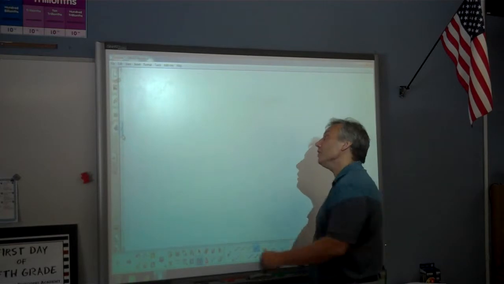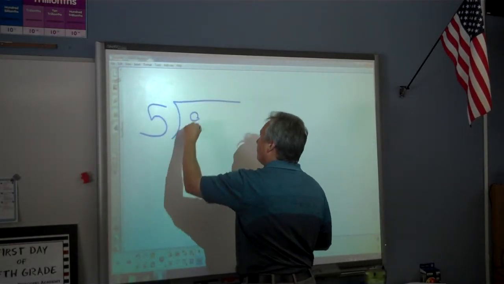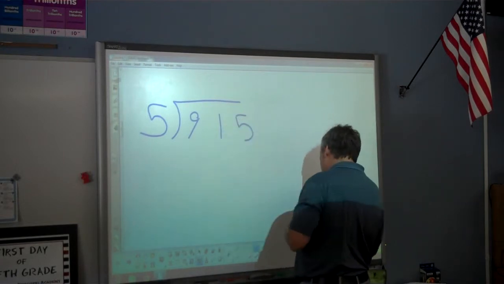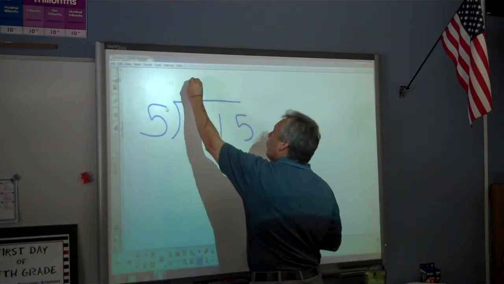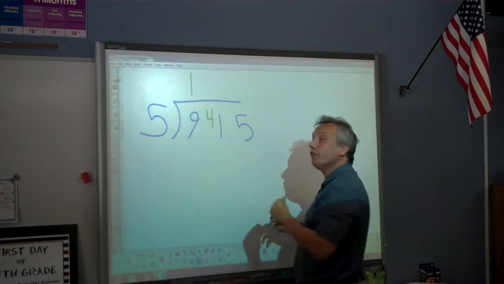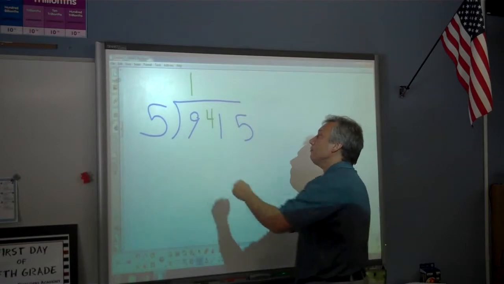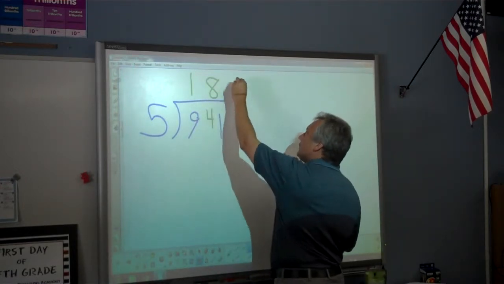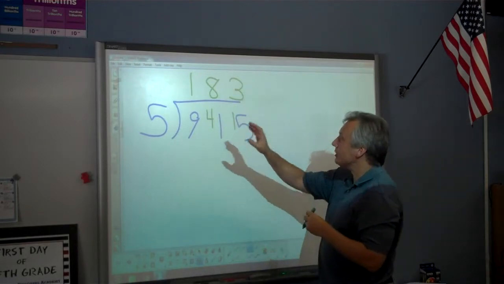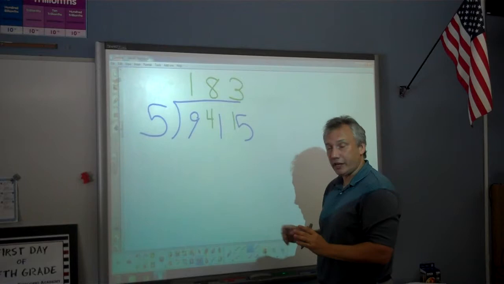To remind you, this is the way most of you have been showing division, which I call short division. You said the 5 goes into 9 one time with a remainder of 4. Now you've created the number 41. 5 goes into 41 8 times, remainder 1. 5 goes into 15 3 times. So you can see that 915 divided by 5 is 183.